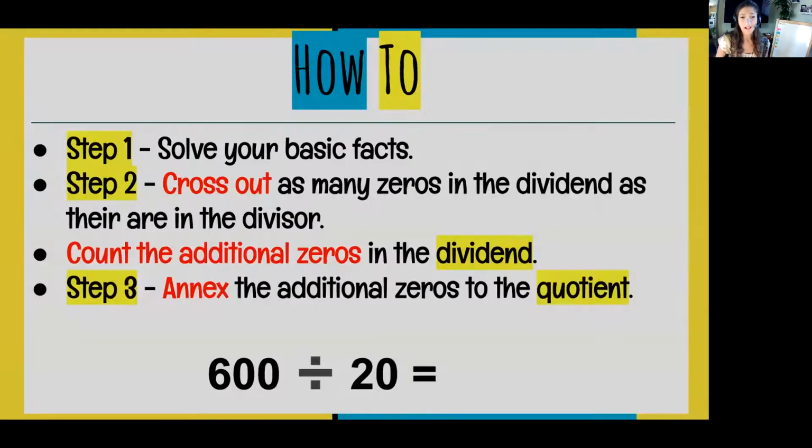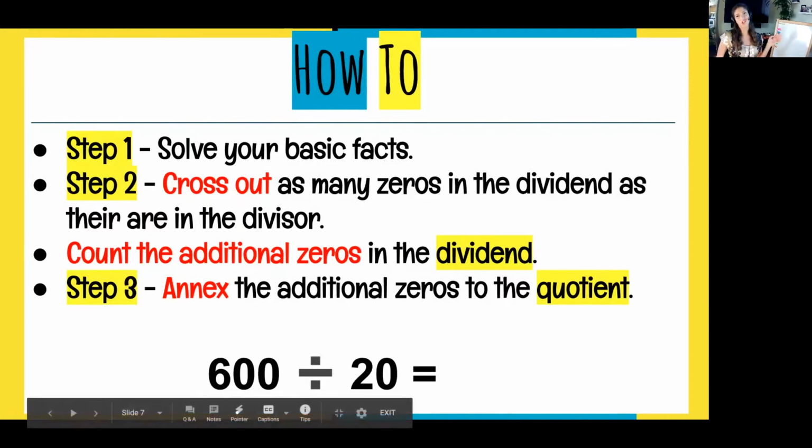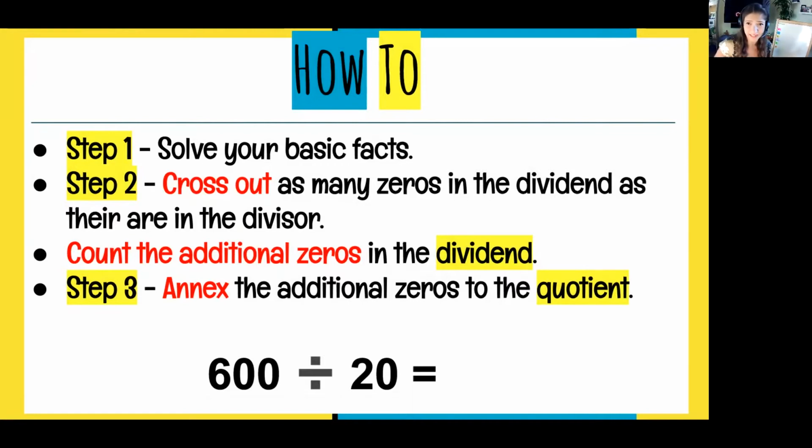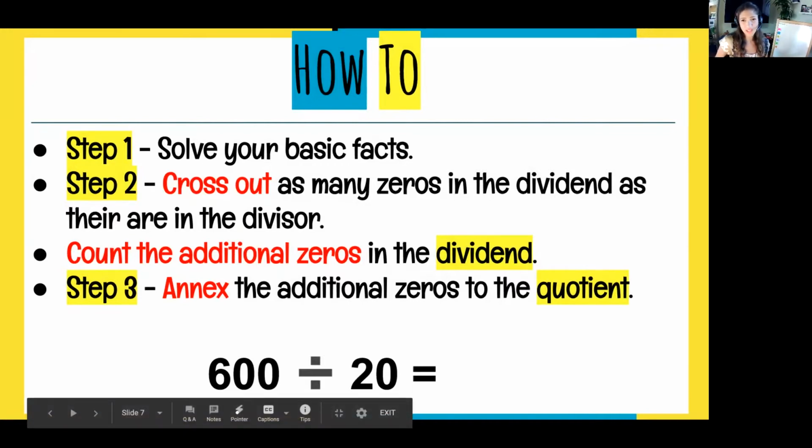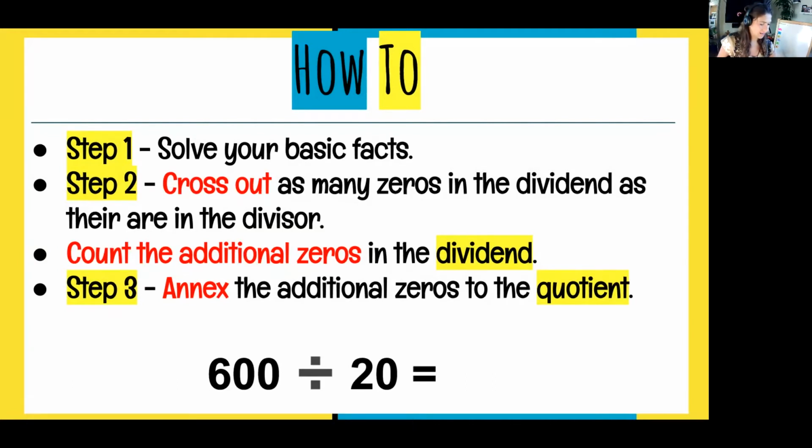All right, let's try. Now we're going to get a few more soups and sandwiches. What if we had 600 soups and sandwiches and we're splitting them into boxes of 20? Again, first step, box your basic facts. What's our basic facts? Yet again, same one. 6 and 2. 6 divided by 2, which is 3. Yay! All right, our next step. Cross out as many zeros in the dividend as there are in the divisor.